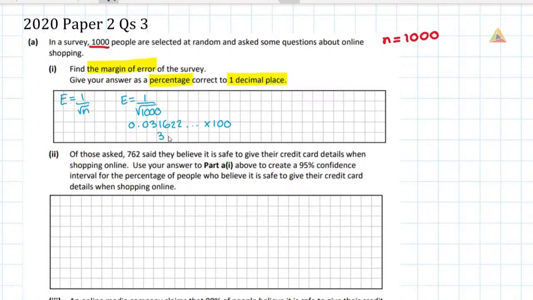And I'll get 3.1622. So I'm going to round this off. So the 6 says to round up the 1, so I get 3.2%. So the margin of error for this survey is going to be 3.2%.